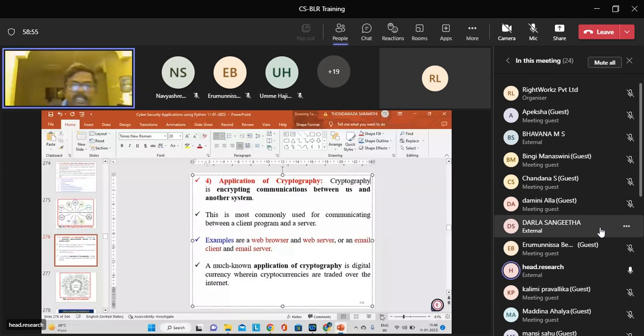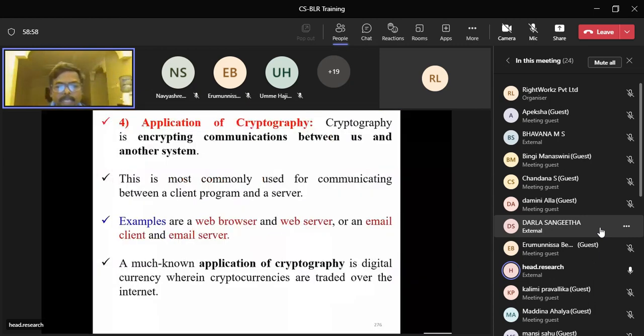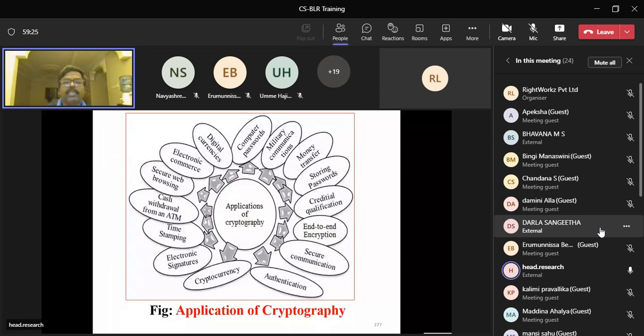That is called application security. A much known application of cryptography is digital currency, wherein cryptocurrencies are traded over the internet. Through the internet we are performing this kind of application. Various applications of cryptography we are using. Computer password is an application of cryptography. Then digital currencies are an example of an application of cryptography.